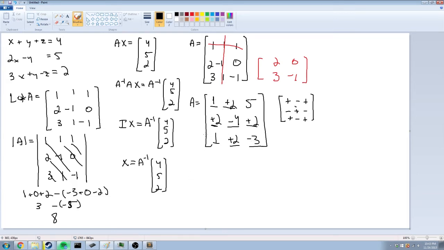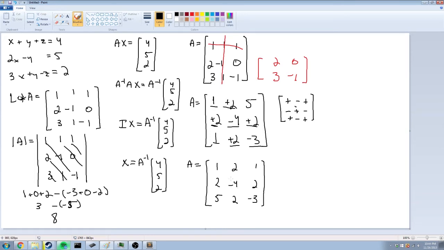So then, this is kind of the confusing part. So now that we have this, we want to convert our rows into columns. So 1, 2, 5, this first row we would have to change into the first column. So it'd be 1, 2, 5 like that. And then 2, negative 4, 2 would be 2, negative 4, 2. And then 1, 2, negative 3 would be 1, 2, negative 3.